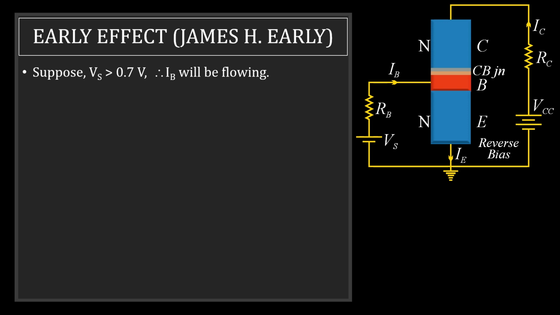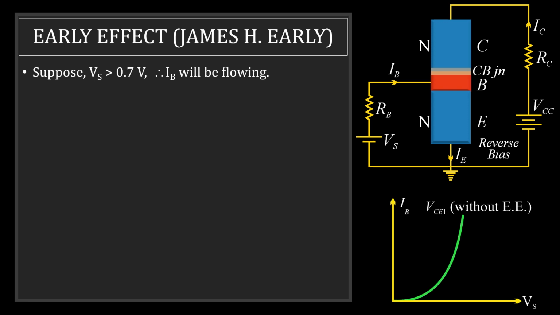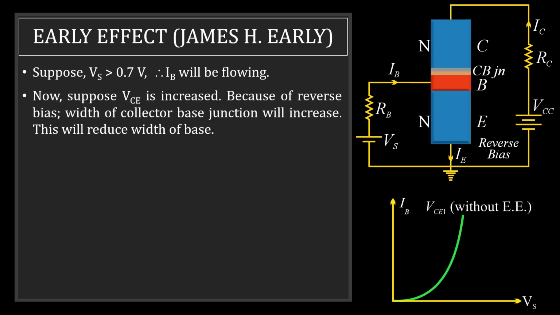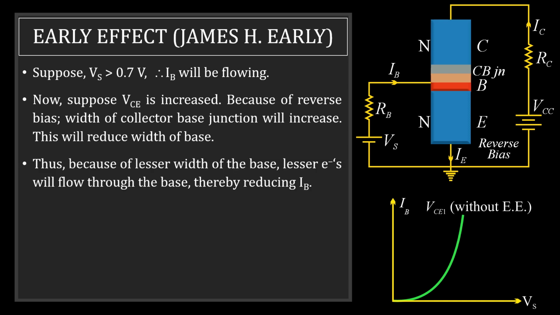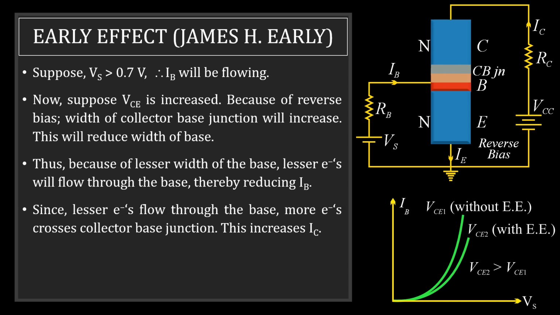Suppose Vs is more than 0.7 volt, therefore IB will be flowing, and if I increase VCE, it will increase the width of the collector base junction. So when the depletion width increases, the width of the base will reduce. If the width of the base reduces, lesser electrons will flow through the base. Because lesser electrons flow through the base, it will reduce IB. And if IB is reduced, the collector current increases.